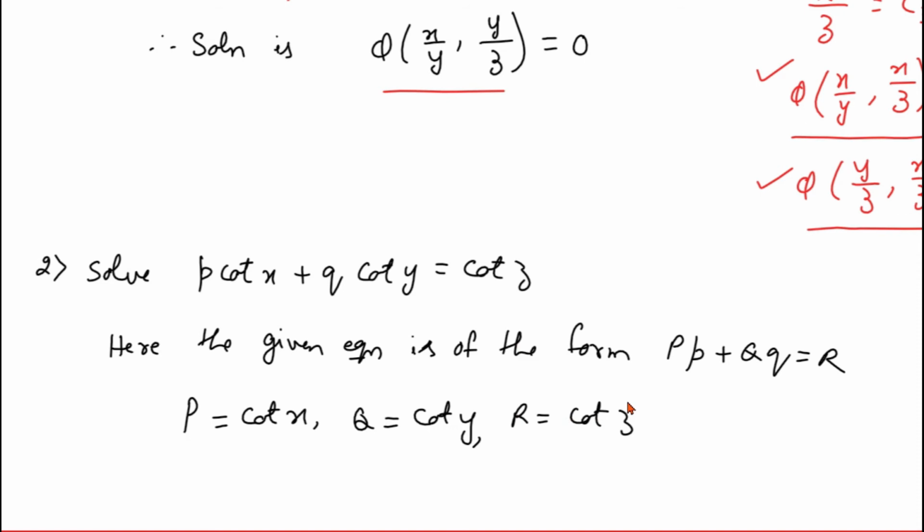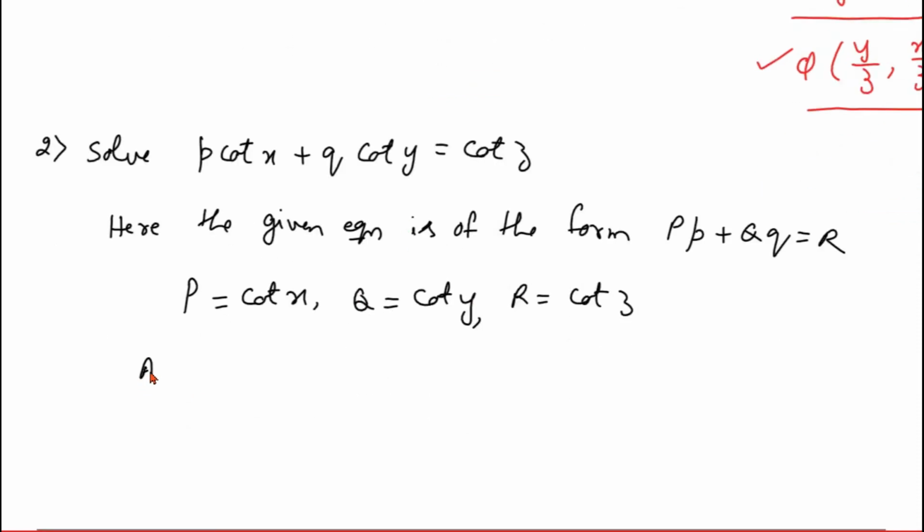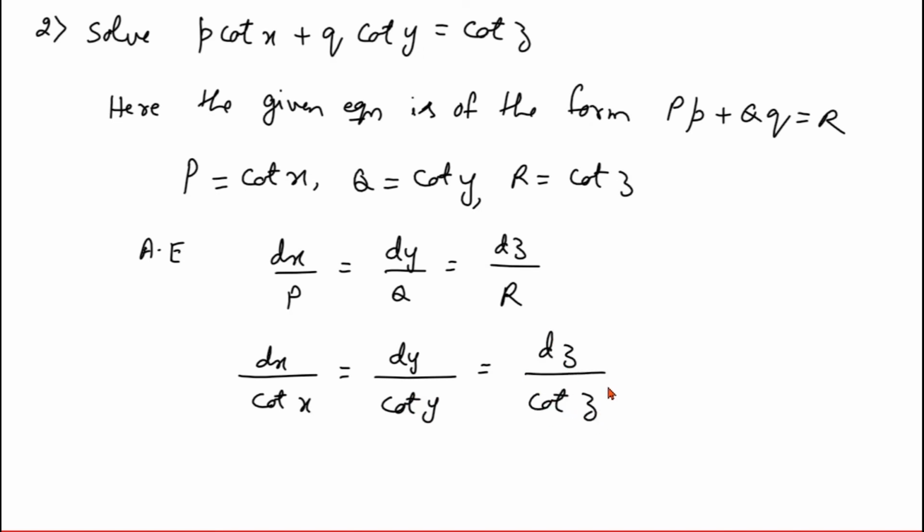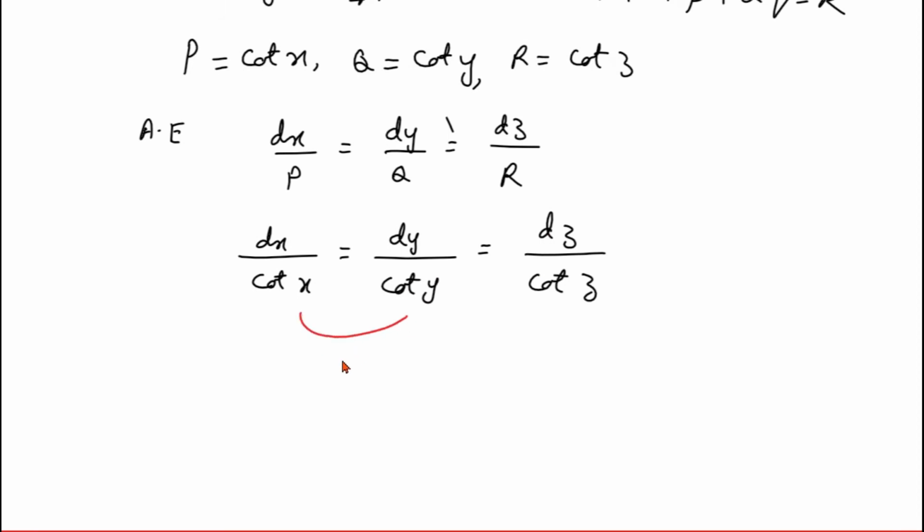So we have to write down the auxiliary equation over here. The auxiliary equation will be dx by P is equals to dy by Q is equals to dz by R. That is the auxiliary equation. So you can write it down: it is dx by, the value of P will be cot of x, it is dy by, the value of Q will be cot of y, and the value of R will be cot of z. If I am choosing the first two equalities, I'll be getting one solution. Alright, then you can choose the next two equalities, you'll be getting the next solution.